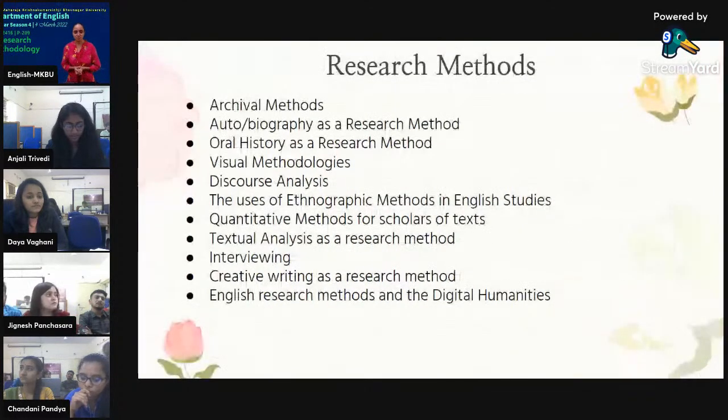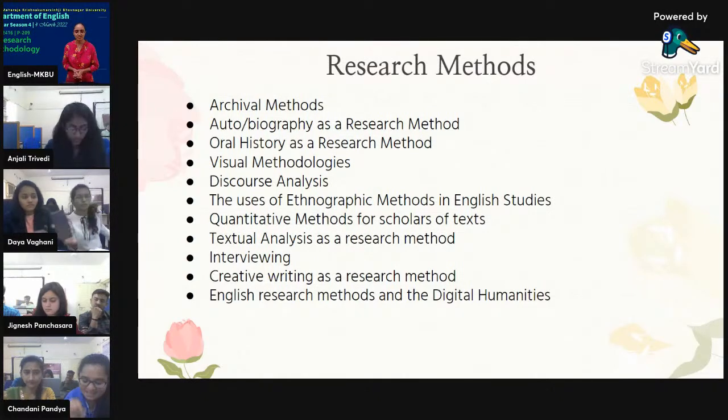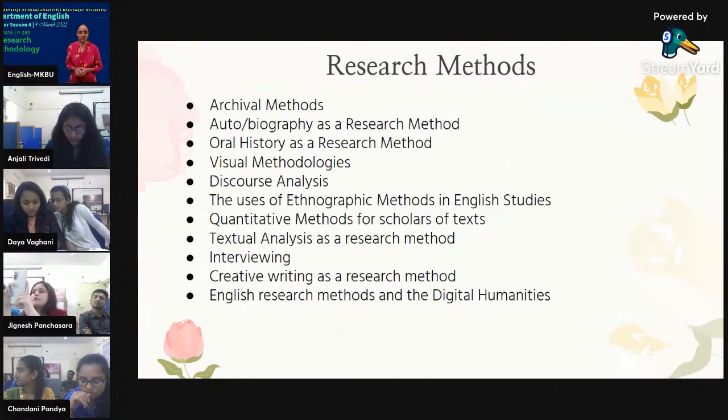There are many research methods, some of them are oral and archival methods, autobiography research, oral history, visual methodologies. Visual methodologies include film and television and research on that basis. Then we have discourse analysis, ethnographic methods. In that we can do research on folklore and songs which are not documented anywhere in written or printed form, so we can record them using video and audio.